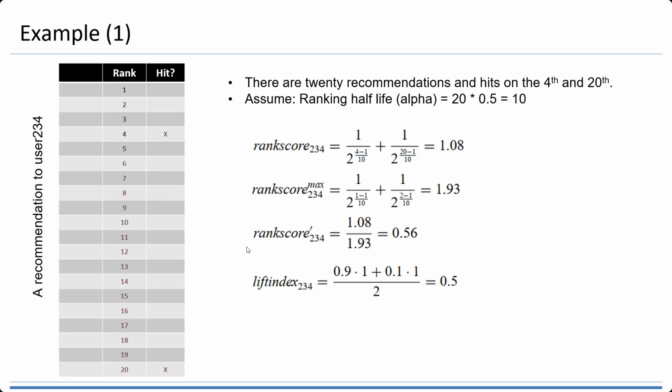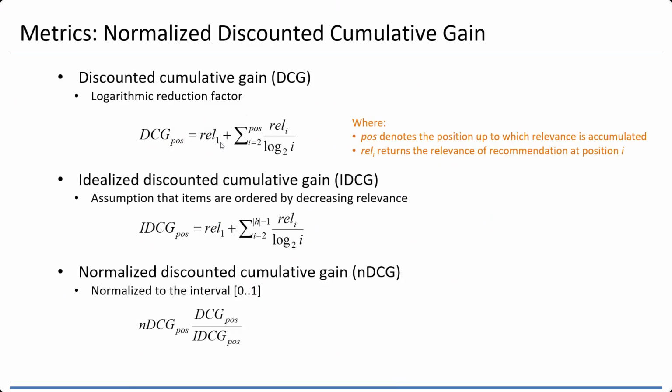So if you look at the formula again, this is the relevance of the recommendation at position i. Of course, if it is in position 1, we have the relevance 1. So we want to know the relevance at position i over log base 2 of i. So if it is in position 2, then we put 2. If it is in position 3, we put 3.